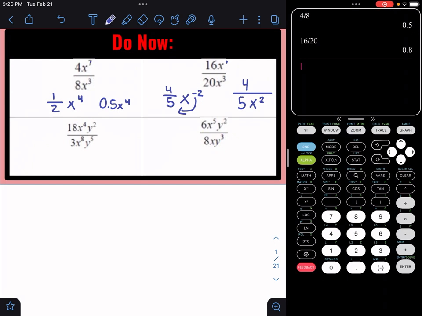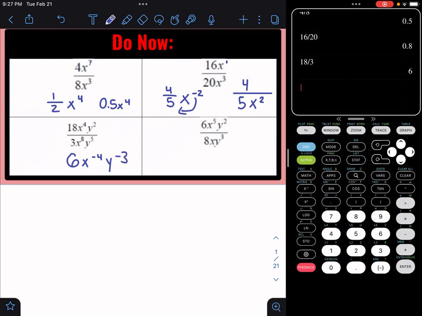All right, next one, 18 divided by 3. That comes out to a nice 6. Then we have x to the fourth divided by x to the eighth. We subtract those exponents. 4 minus 8 is negative 4. And then y to the 2 minus 5 is negative 3.